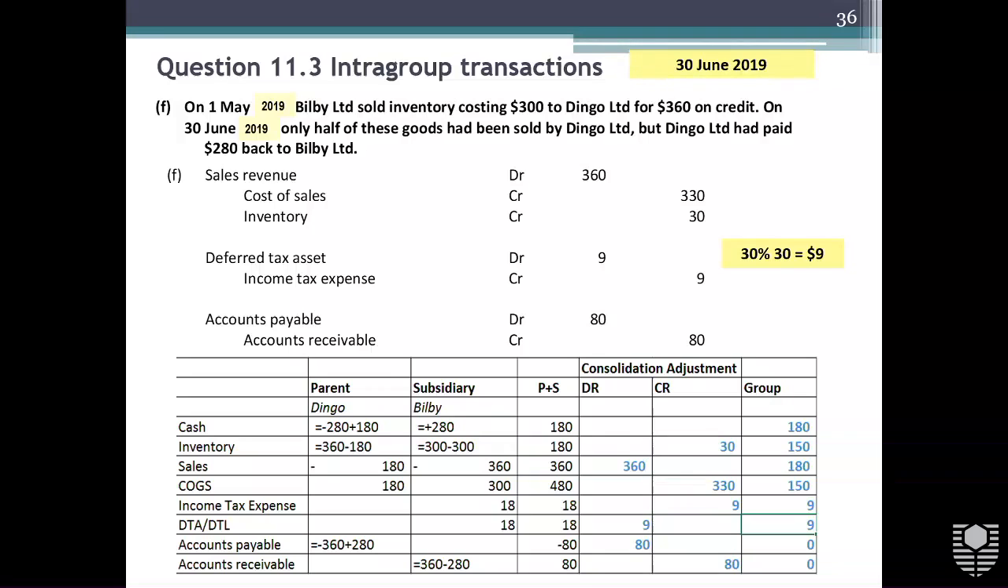Our deferred tax asset, $9, is 30% of that $30 on the inventory that we're accounting for, and our accounts payable, accounts receivable, we need to make sure that we adjust for that. All right, because we need the whole lot to be removed. So when we add those two together, we've got $80 sitting in there, but there should be no accounts payable or accounts receivable. So we need to remove $80, which is your 360 minus the 280. That's what's left.